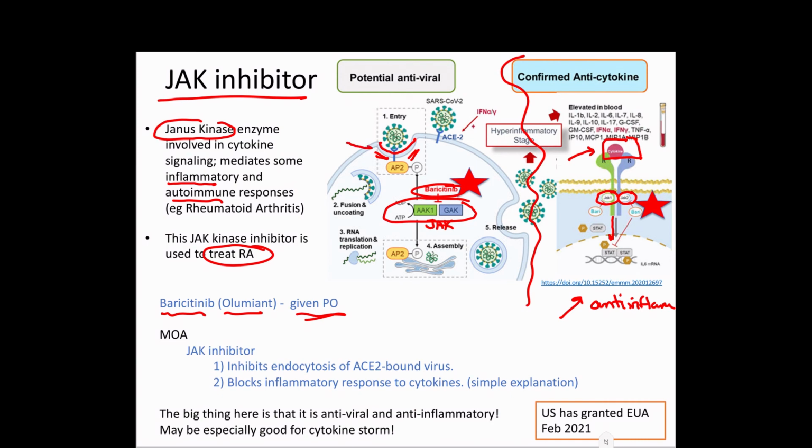So even though the S protein might bind, and even though you might get proteolysis, if you can't endocytose, then you're not going to be able to pull the virus in. So the mechanism of this is twofold. It's a JAK inhibitor, which means it's inhibiting the endocytosis of ACE2 bound viruses.